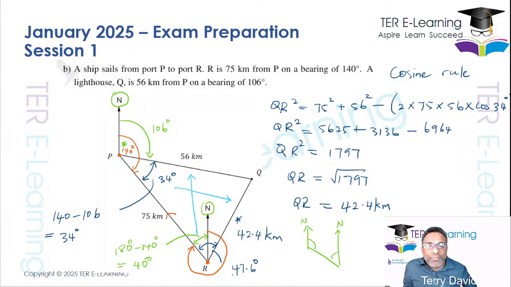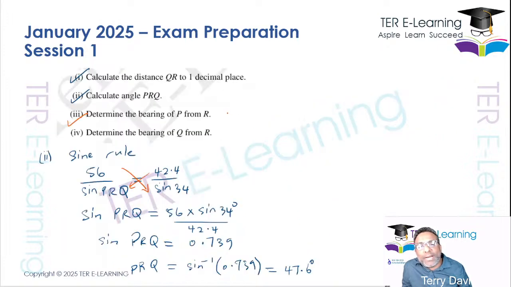So that angle is 140, but the bearing that we want to work out is this here. That bearing there is actually 360 minus 40. So the answer for this part here is going to be 360 minus 40, and you're going to get 320. So that's my answer for that bearing.